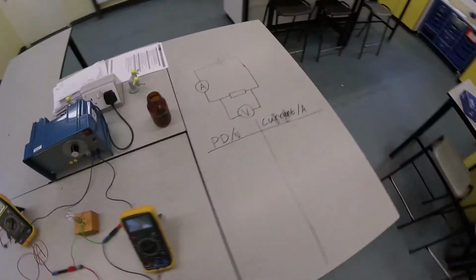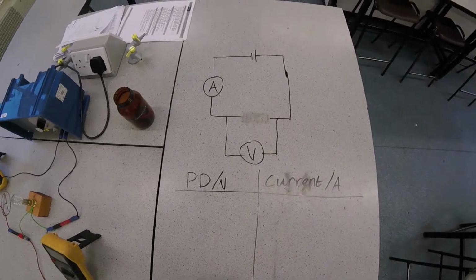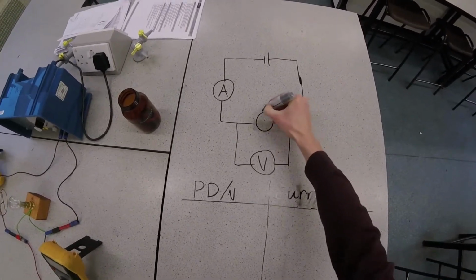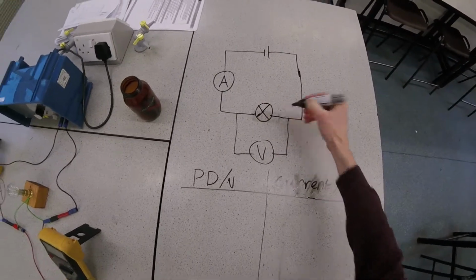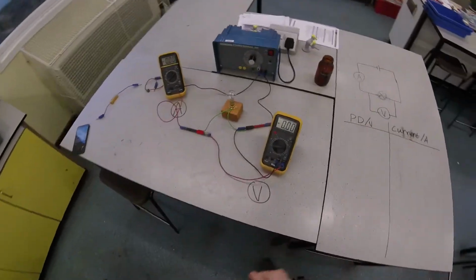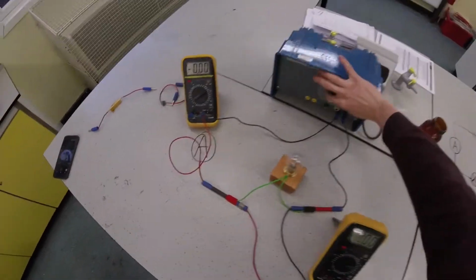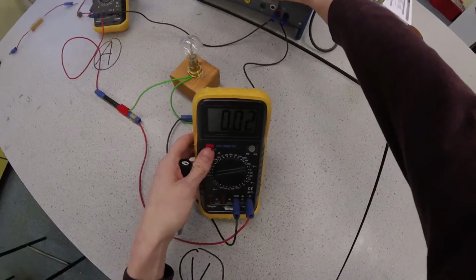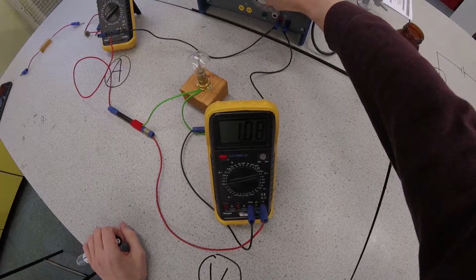Do you think the same thing's going to happen with a filament bulb? A filament bulb is going to behave very similarly to a resistor, except the filament is actually going to warm up. Resistors are designed so that their resistance shouldn't change too much with temperature. However, a filament bulb isn't designed in the same way. It's not designed to keep a constant resistance. So how do you think this is going to affect our results?